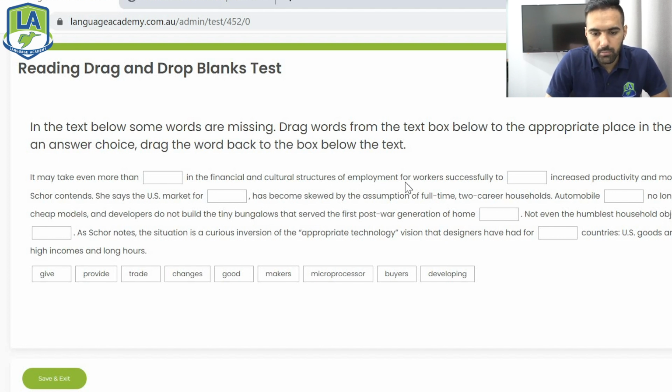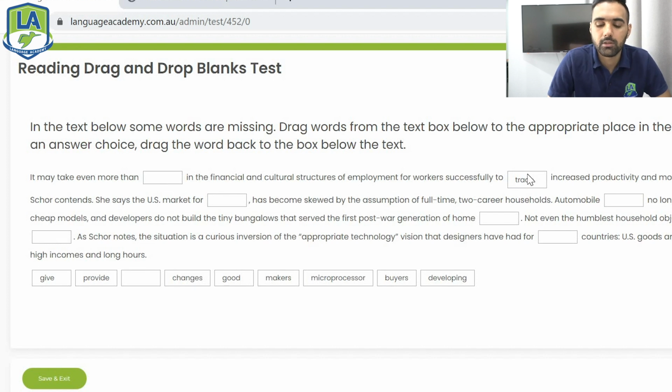Cultural structures of employment for workers successfully to dash increase productivity and money for leisure time. So we are getting productivity and money for the time we are giving up. So what we are doing, we are giving up one thing for some other thing. For example, you'll have to pay me money for the goods. So to dash productivity for leisure time, to trade. Trade means give up something in order to take something. So trade productivity for leisure time.